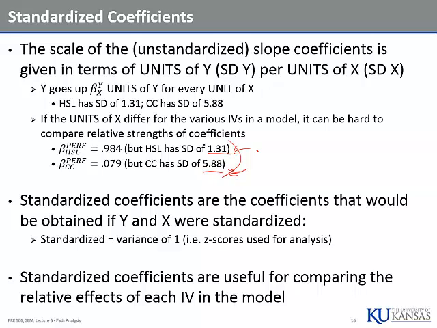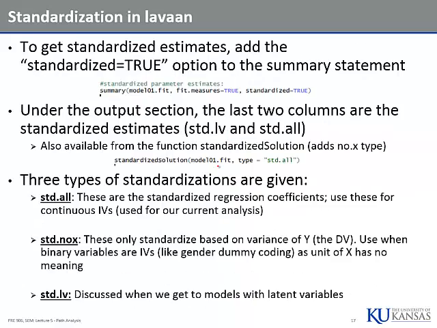Now your standard deviations may be different, right? The standard deviation of high school experience is 1.31. The standard deviation of college experience is 5.88. But for every one of those standard deviations, we're talking about how much y goes up in terms of its standard deviations. It's a useful metric for us. It's kind of like a z-score, and that's exactly what we think about here.